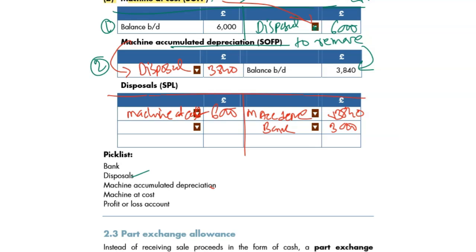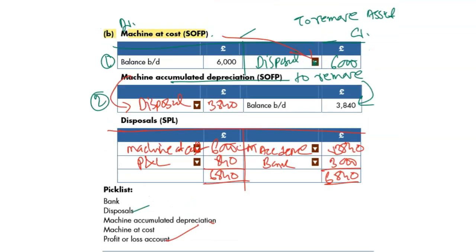Now I have to find the profit or loss. I need to check which side is bigger. It looks like the credit side is bigger, because 3,840 plus 3,000 is 6,840. Take away 6,840 and the difference is a profit. You choose profit and loss, P&L, and that's your T account.